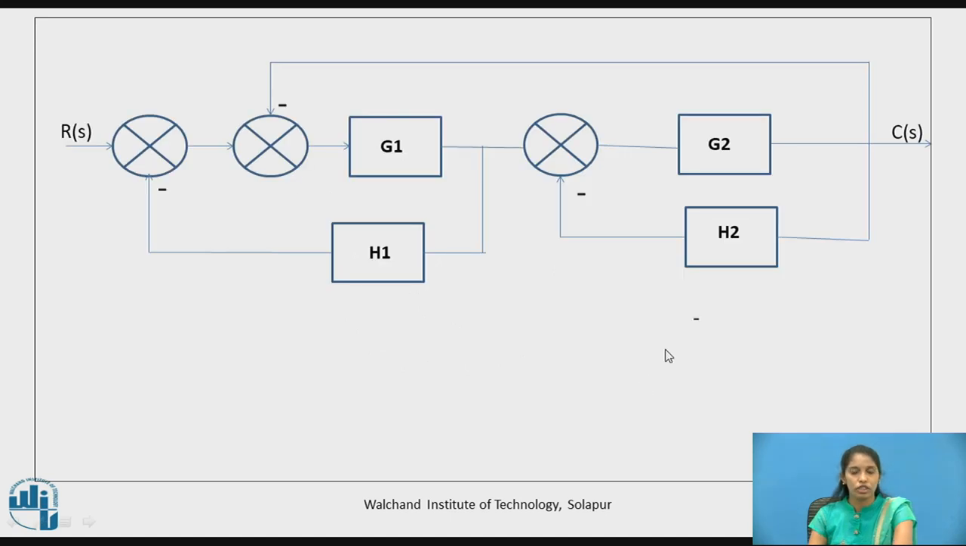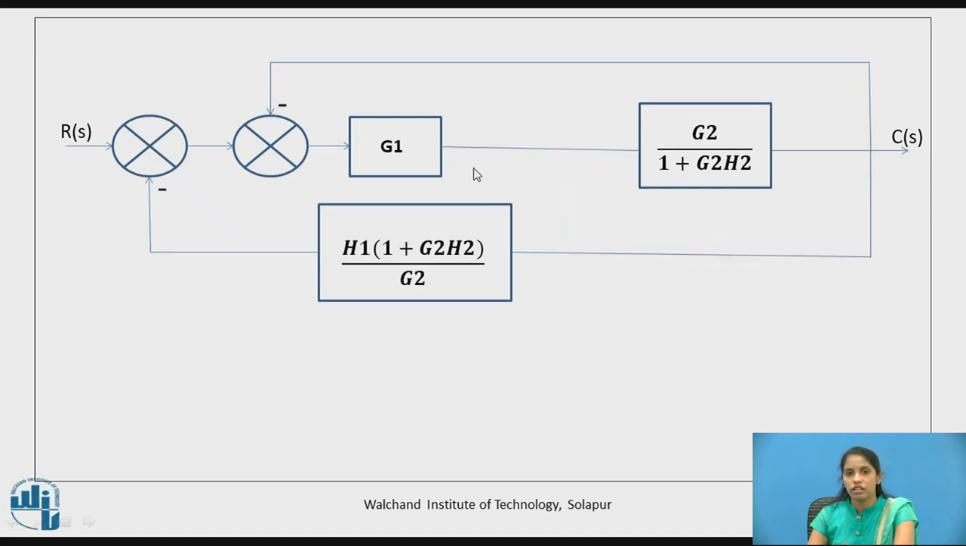Quick revision of the two problems which we have studied today. So these are the blocks which are connected, complicated blocks. Firstly, we will reduce this because it is a standard form, G2 upon 1 plus G2 H2. And then we can also reduce this, but there is a presence of two summing points. So we need only one summing point.